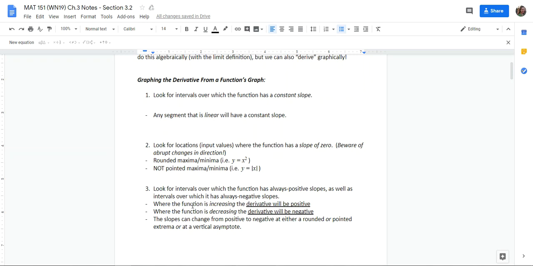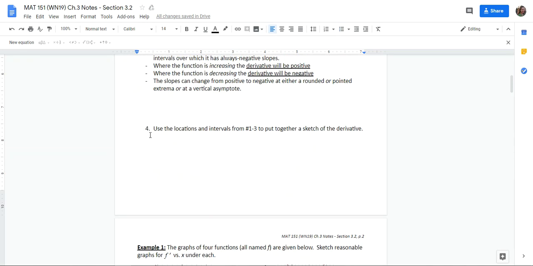So the function will be increasing wherever the derivative is positive, and the function is decreasing wherever the derivative is negative. Also just keeping in mind that it can change from increasing to decreasing. The derivative can change from positive to negative whenever the slope of the function is going through an extrema, so it's either a rounded or pointed extrema, or has an asymptote, so it can be doing different things on either side of an extrema or an asymptote.